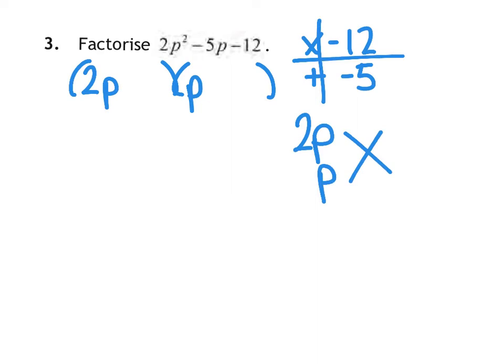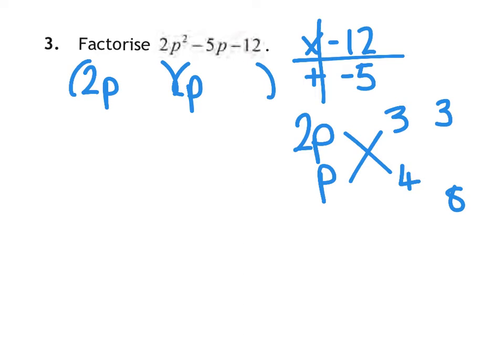Numbers that multiply to 12, I'm thinking 3 and 4. That would give me 6 and 2, so that doesn't work. I'm going to try the 3 and the 4 the other way round. 2 times 4 is 8. P times 3 would be 3. Oh, 8 and 3 can make minus 5. It would have to be minus 5 take away the 8. So, no, sorry, it would have to be normal.